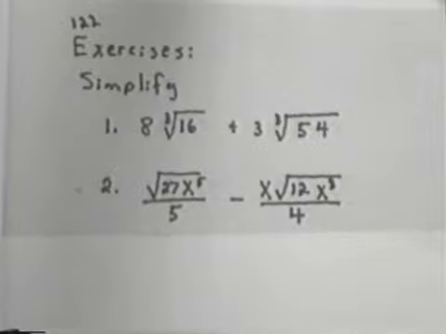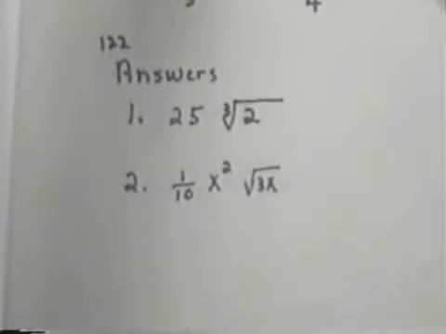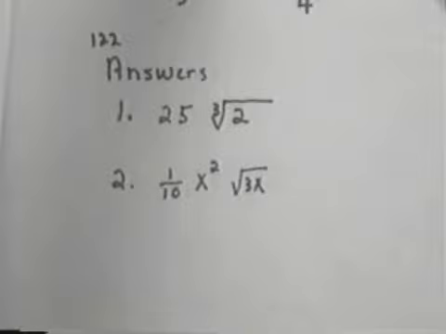Here are your answers. The answer to the first one is 25 times the cube root of 2. The answer to the second one is 1/10 x squared times the square root of 3x. If you disagree with either of these answers, be sure to check with someone.